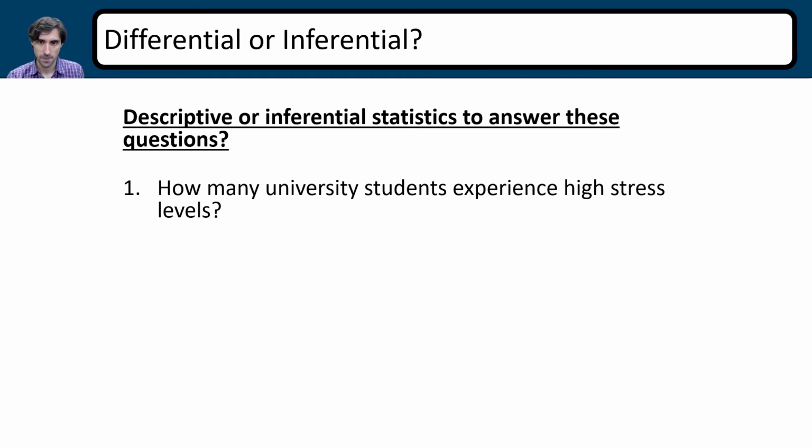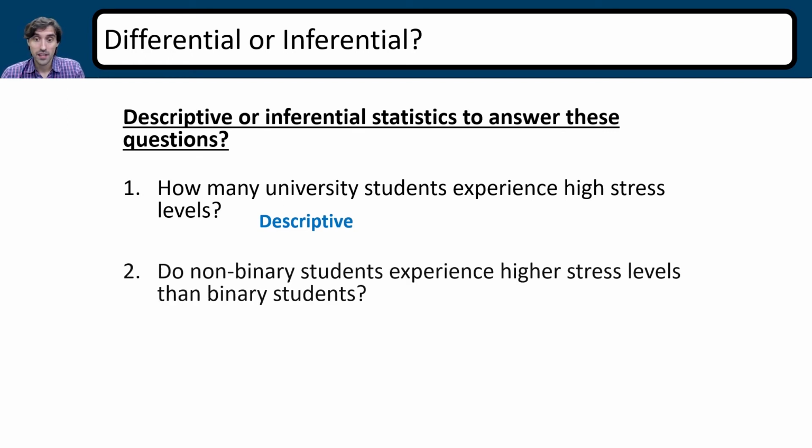So here's a question for you. How many university students experience high stress levels? If you go around and ask how many students are experiencing high stress levels, are you making an inference or are you finding descriptives? The answer is descriptives, because you're just collecting basically yes and no, and how many students. You can maybe divide that into age or something. But in general, you're just collecting a yes or no. How many students are experiencing high stress levels? How do you define that?